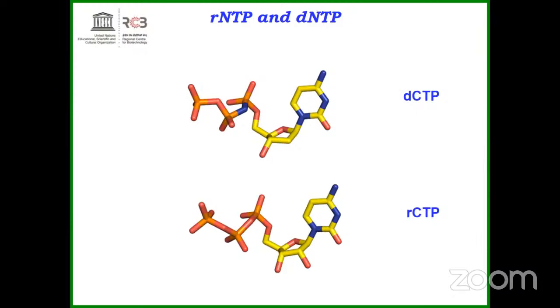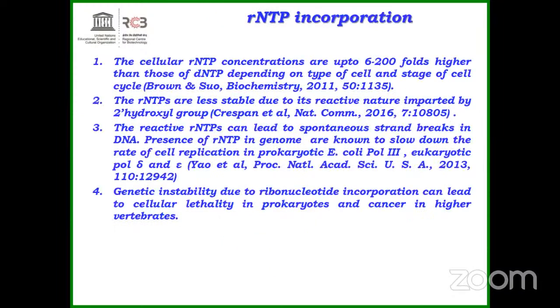So the presence of RNTPs in DNA can lead to genetic instability. And in case of prokaryotes, it's very well known that if RNTP incorporation happens, then the organism just dies. In case of [eukaryotes, it can lead] to diseases like cancer.